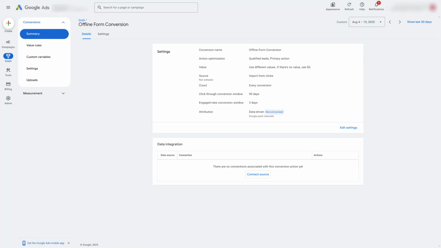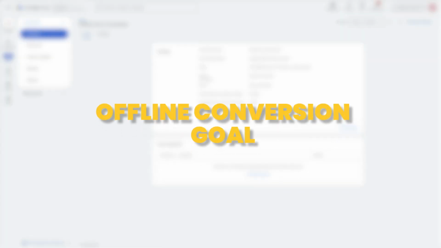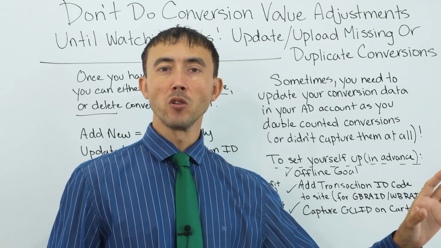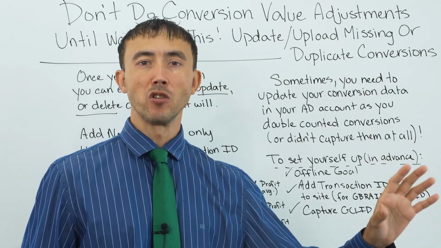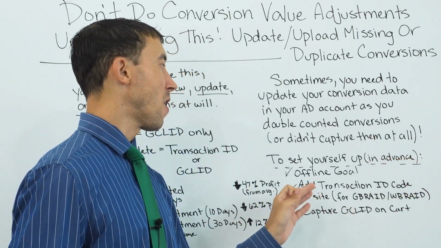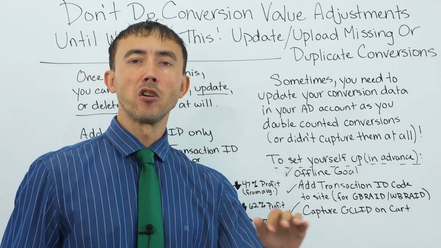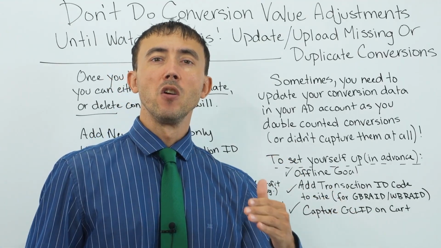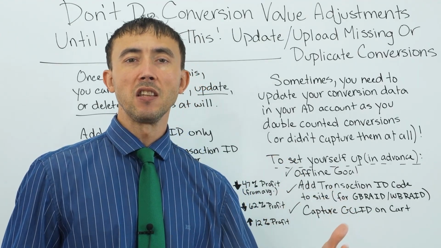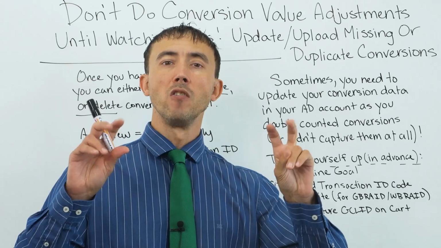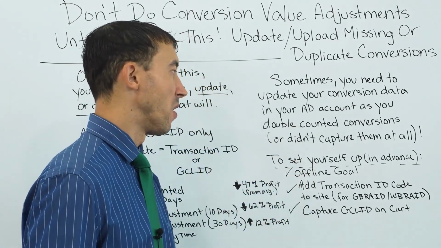Number one, you're going to need to add an offline conversion goal to your account. This is specifically for when your current conversion goals do not count conversions like they're supposed to. This offline conversion goal is meant to track sales that occur offline. That's what it's called. But in your case, you're going to use this to later upload conversions that you didn't capture via your online conversion goal, if you will.